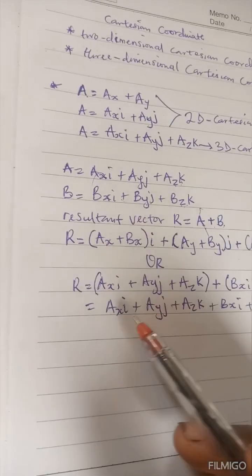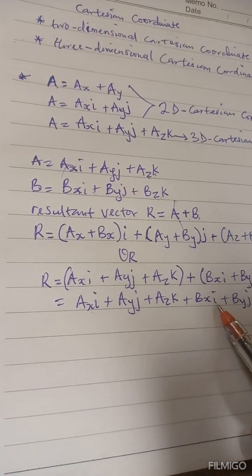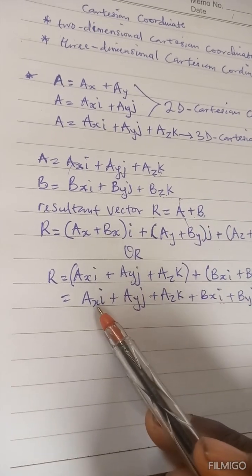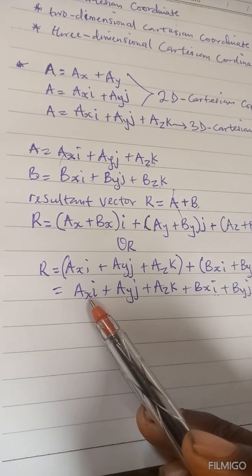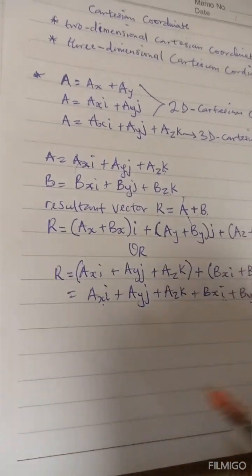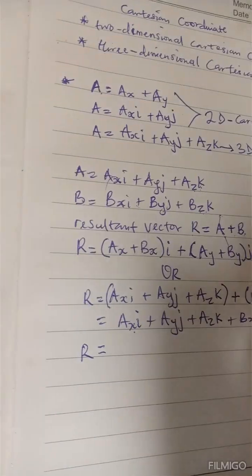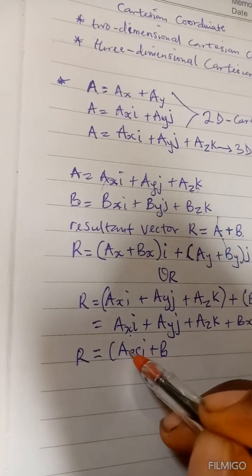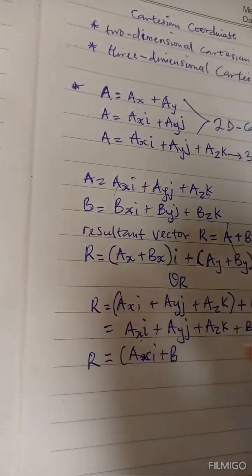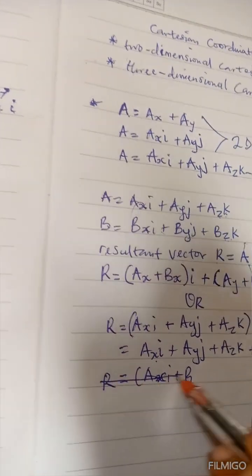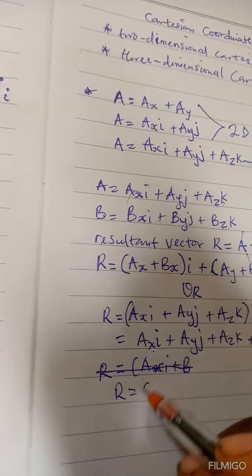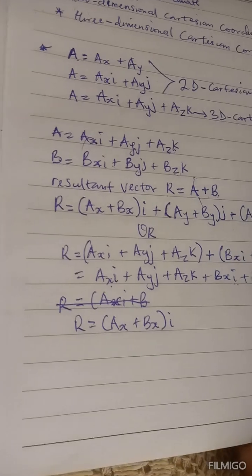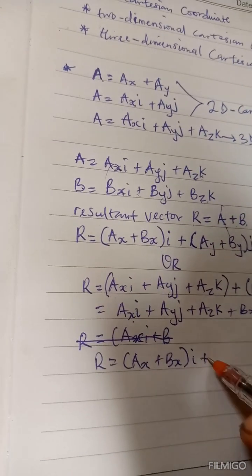I'm going to collect like terms. So I have Axi and Bxi, right? So these are like terms. Exactly, they are of the x-axis or the x component, so I'm going to be collecting them together. Oh, sorry, I'm going to be factorizing the i actually. So let me take this again. R equals Ax plus Bx, then I factorize the i, right?